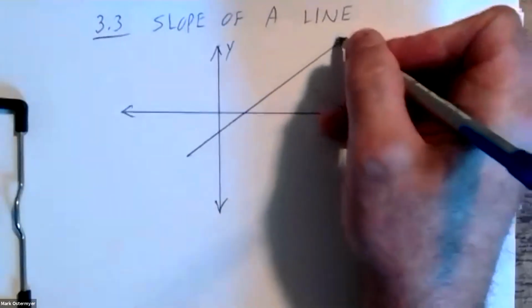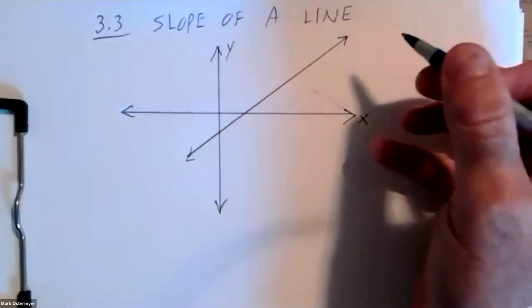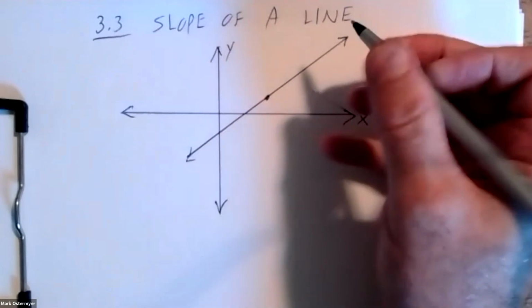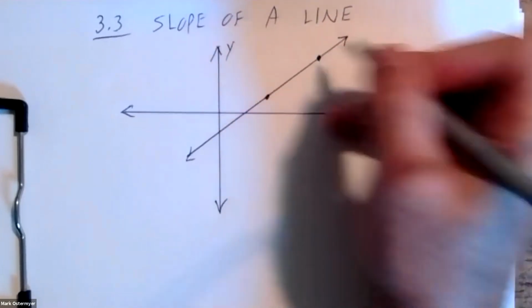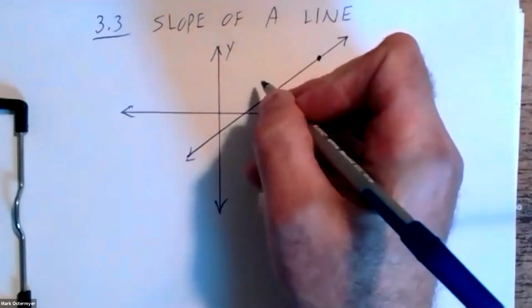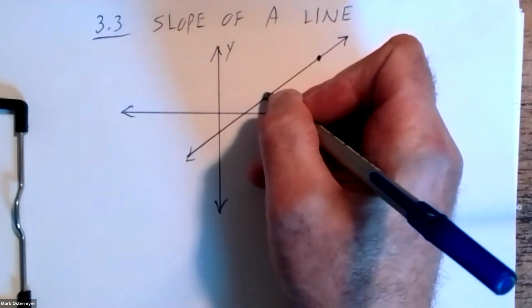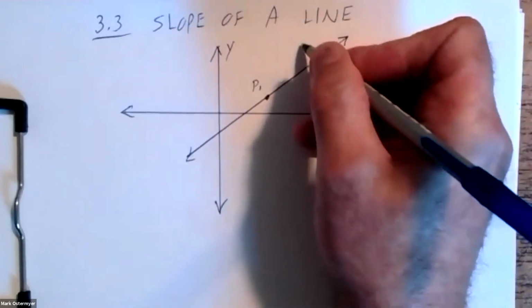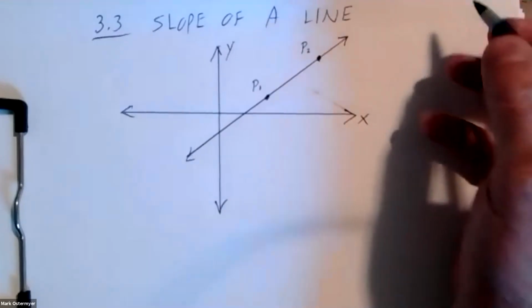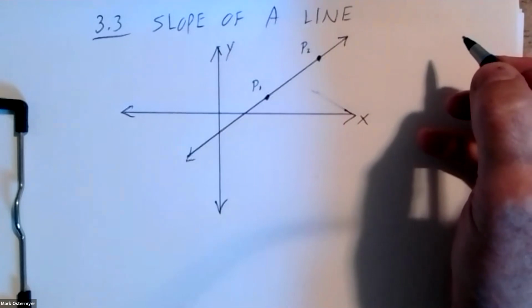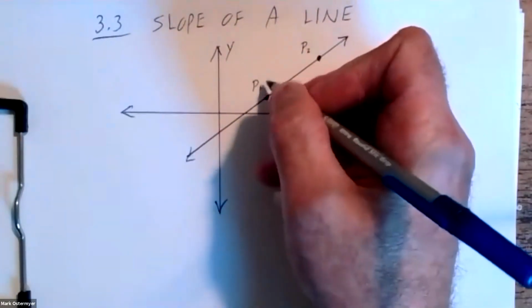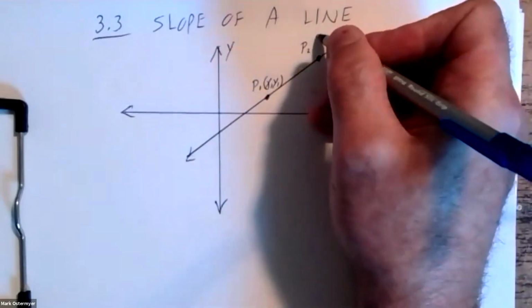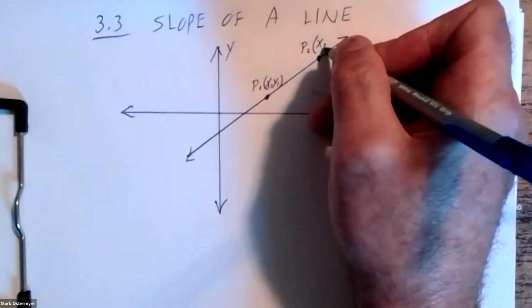graph of my line looks like this. What I'm going to do is choose two unique points on this line. I'm going to call this point P sub 1, and I will designate this one as point P2. The ordered pair address of this first point is going to be X1, Y1, and the ordered pair address of the second point is going to be X sub 2, Y sub 2.